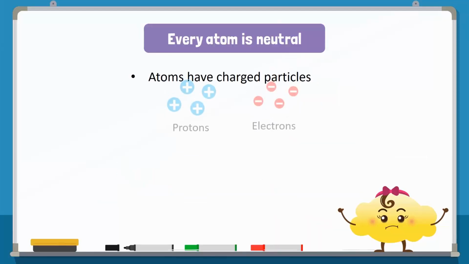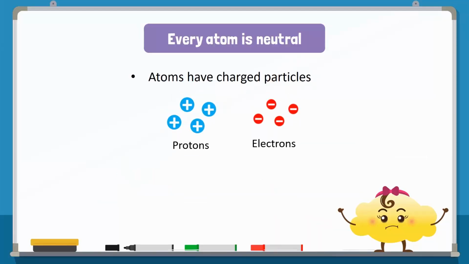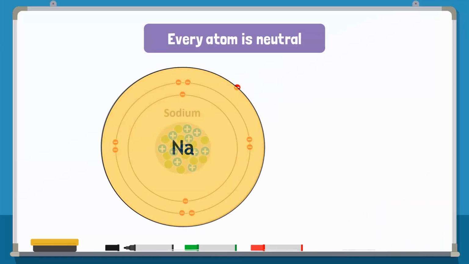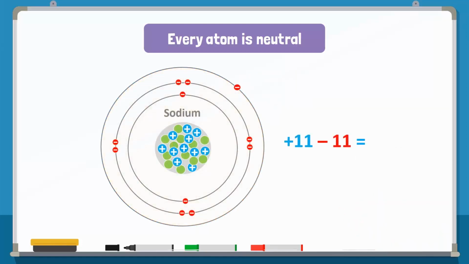We know that atoms have charged particles like protons and electrons. But overall, the atom itself has no charge. It is neutral. Why? This is because the positive charges of the protons are cancelled out by the equal and opposite negative charges of electrons, making the overall charge zero.